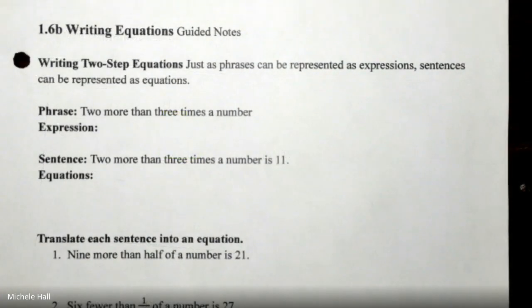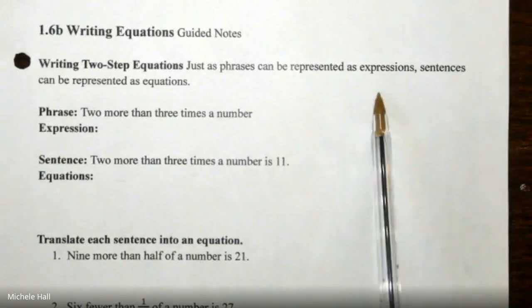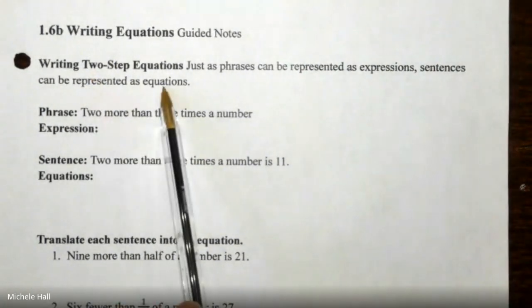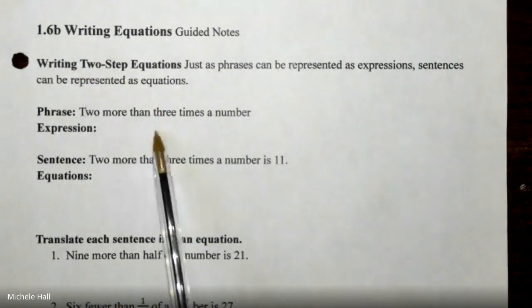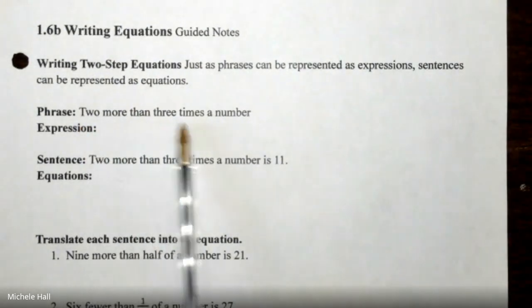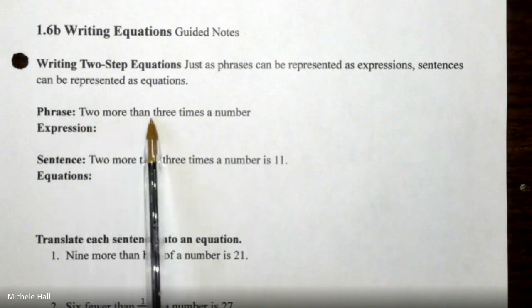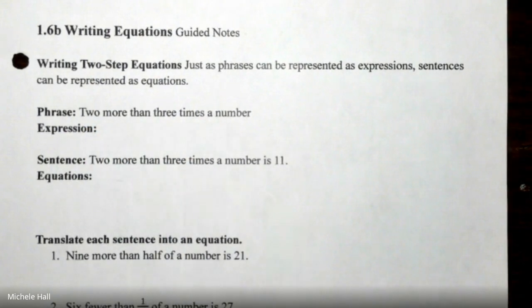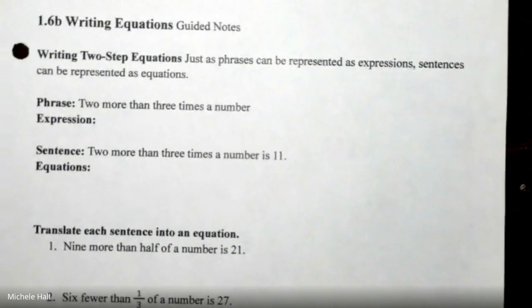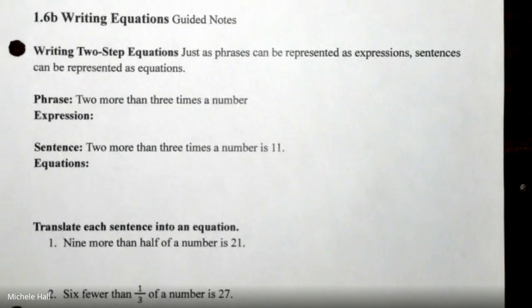Write two-step equations. Just as phrases can be represented by expressions, sentences can be represented by equations. Here, practice writing this phrase right here: 2 more than 3 times the number. Try it right here. Write the expression 2 more than 3 times the number. Flip back to your page that has a tab and look back for those words.